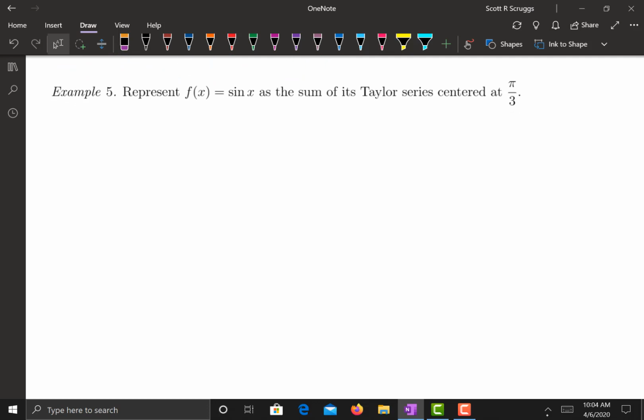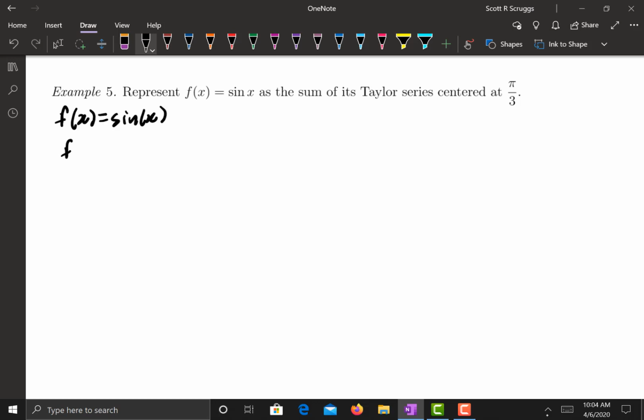Alright, and now let's change it up. Let's find the Taylor series for sine, but now I said center at pi over 3. And how's that going to change our work? Well, the original setup is still going to be the same.